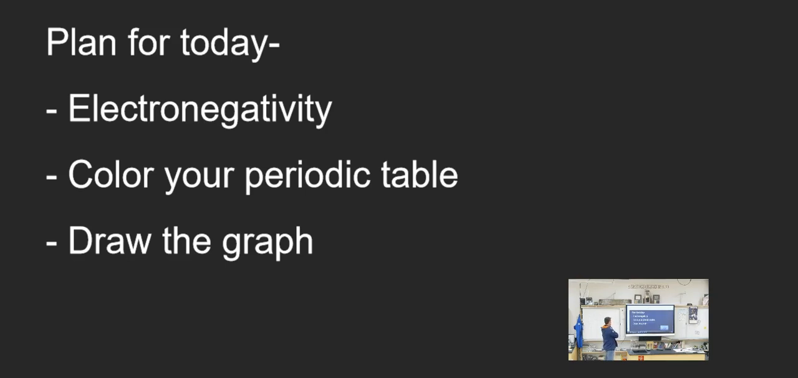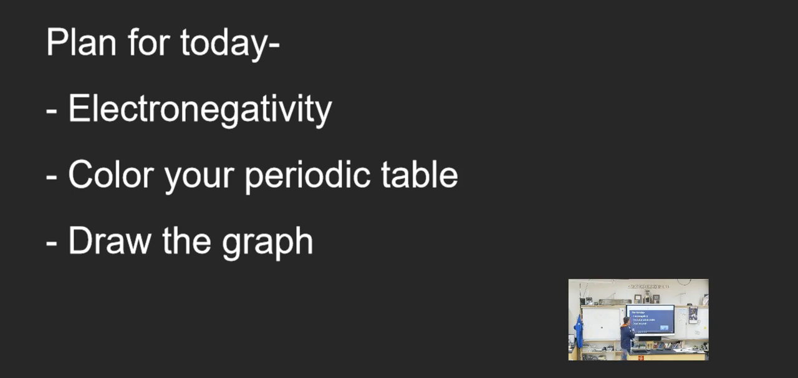All right, so obviously I'm not here today. We're going to do a couple activities. It won't be too hard. So you can see the plan for today is electronegativity. And then we're going to color your periodic table. And we'll use the half-size periodic table for that and some colored pencils over in the lab. And then we're going to draw a graph and talk just a little bit about that. And it really should be a pretty simple day. Hopefully you can get through all of it.